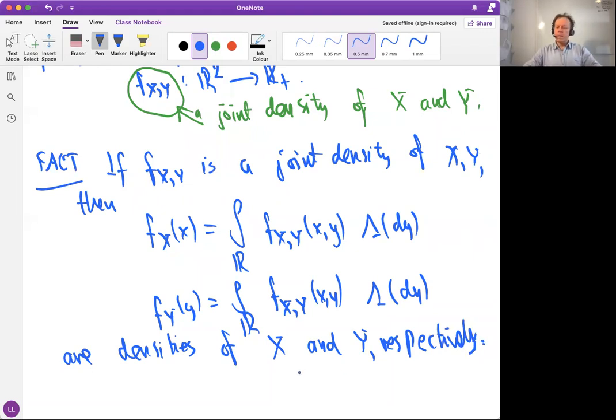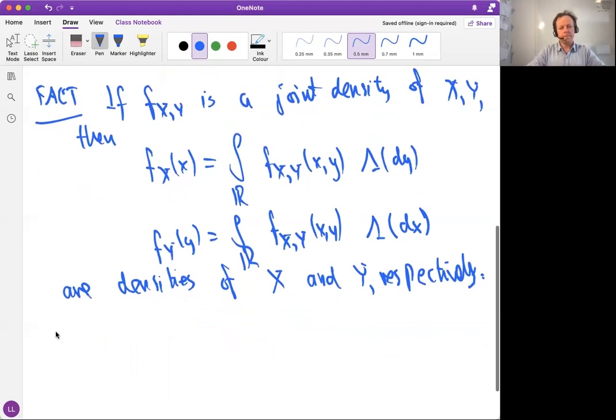And yes, I hope I didn't miss anything. Yep. Should the second one say dx? Yes, thank you very much. It should, of course, we integrate x away, and that's what we do.